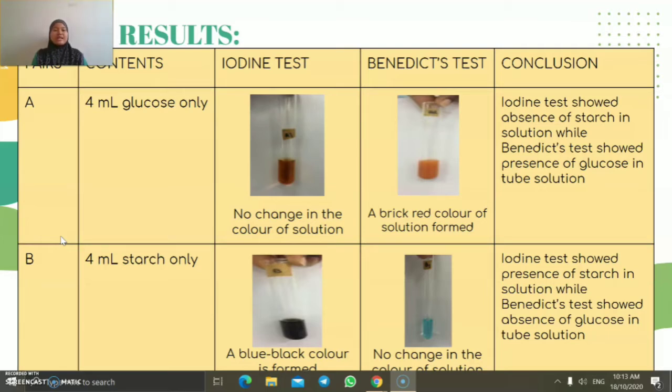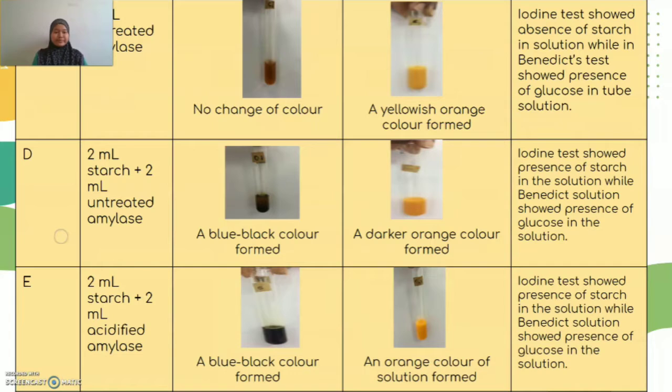The second pair is labeled B1 and B2 containing 4 ml of starch only. The result of the iodine test is a blue-black color formed, while the Benedict test shows no change in the color of the solution. So the conclusion is the iodine test shows presence of starch in solution, while the Benedict test shows absence of glucose in the tube solution.